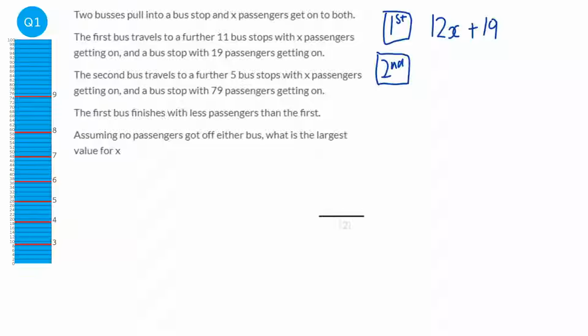Now for the second bus, we start with X and a further 5X come on, because 5 bus stops with X passengers, so that's 6X altogether. And then 79 get on. It says the first bus finishes with less passengers than the second. And the way we show that is with this inequality here.